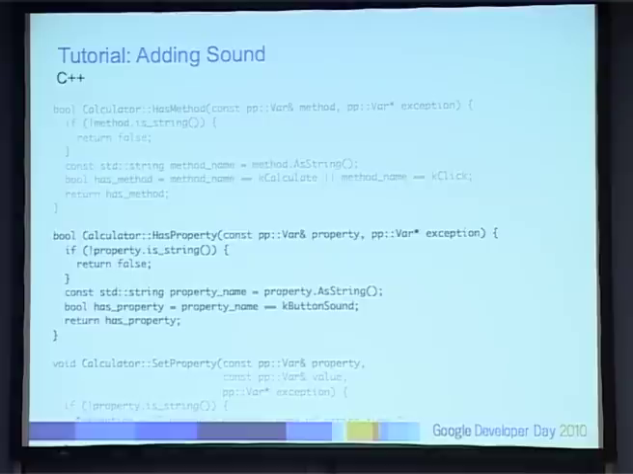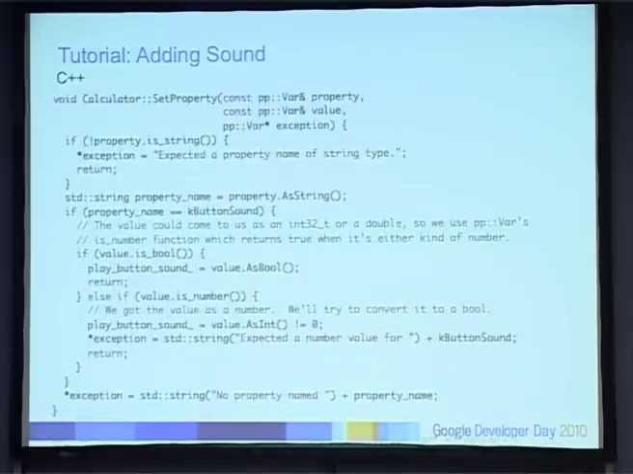Okay. The next thing I'm going to add is the button sound property, which again is just a string. So when the browser encounters JavaScript that says calculatorModule.buttonSound, it's going to call into my C++ code and say, do you have this property named buttonSound? And here I return that, yes, I do. So it's that simple to add a property.